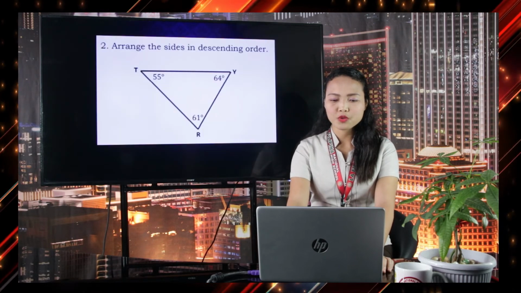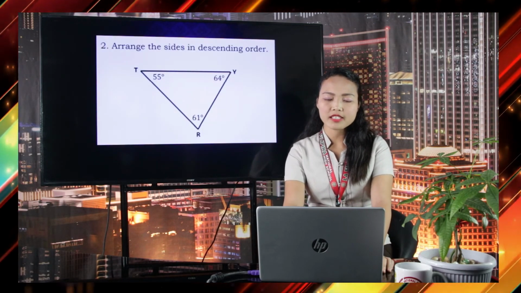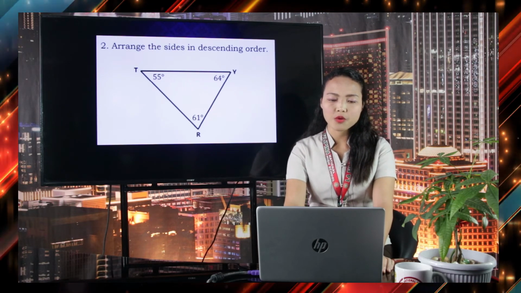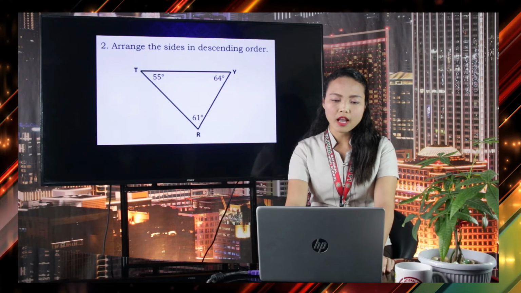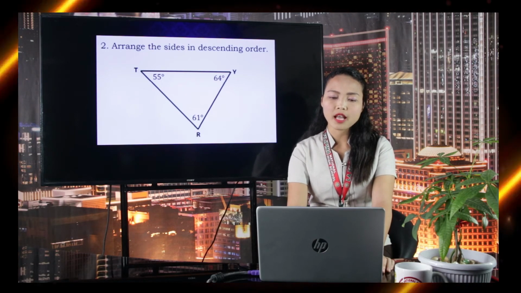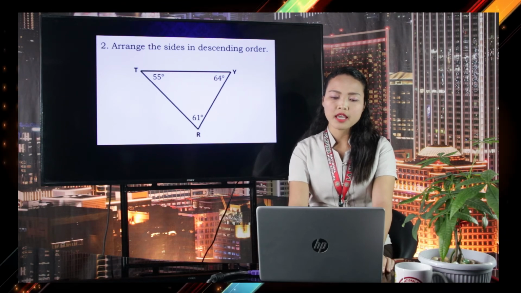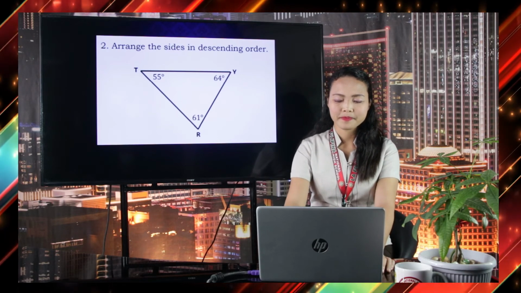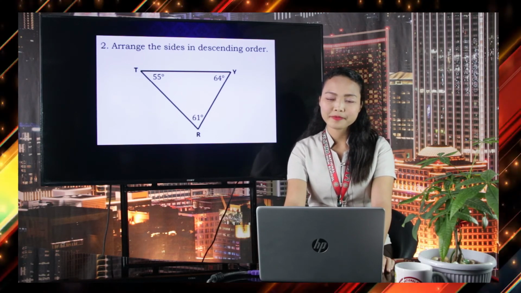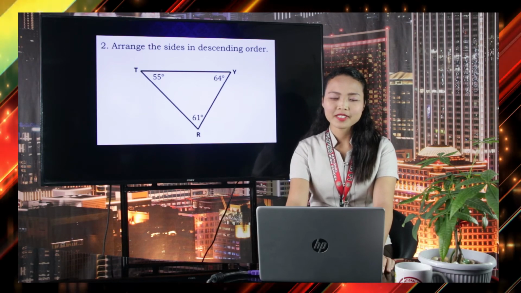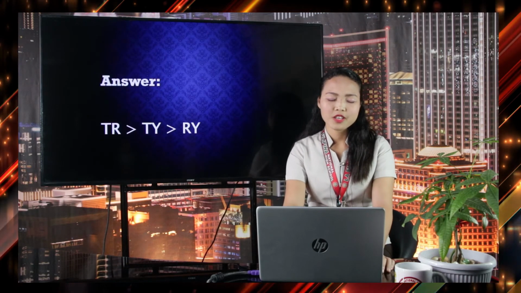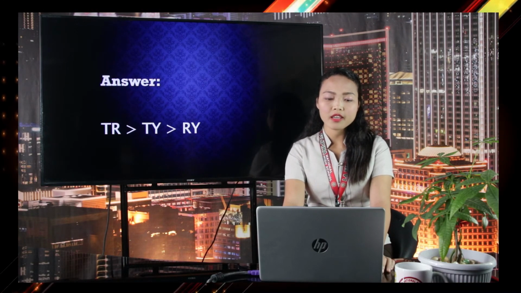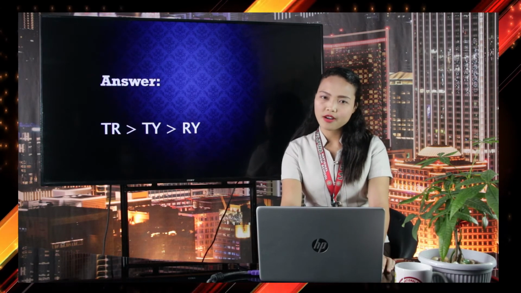Okay, next, number 2. Arrange the sides in descending order. So we have here triangle TYR. Then angle T is 55 degrees. Angle Y measures 64 degrees. And angle R measures 61 degrees. What is the answer? Okay, that's right. We have TY is greater than RY but less than TR.